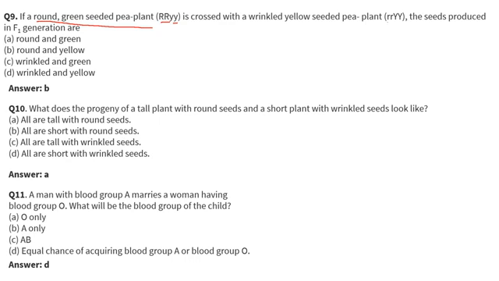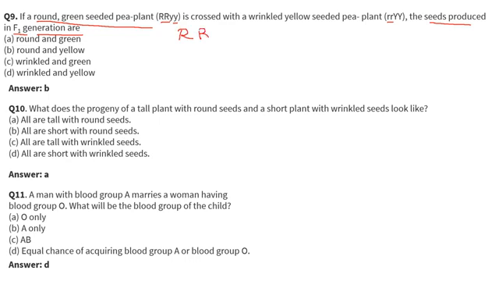Wrinkle is recessive, so we write small r, and yellow is a dominant character, for that we write capital Y. The seeds produced in F1 generation are... So we know that the seeds will be produced when I cross these plants. Whenever there is cross pollination, the seeds are produced, right? So let's see how the seeds are produced.